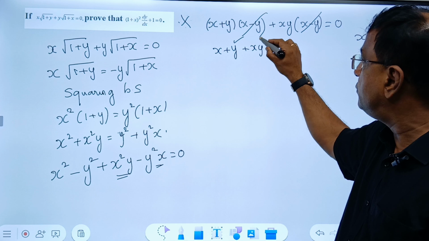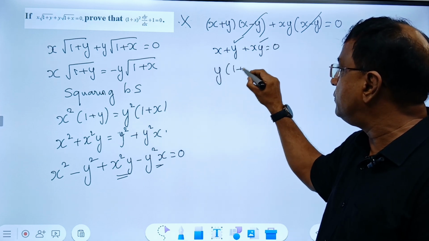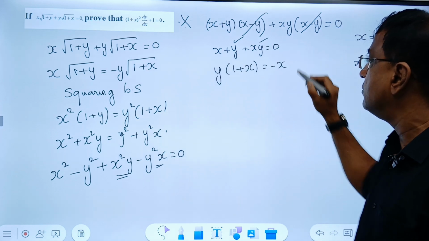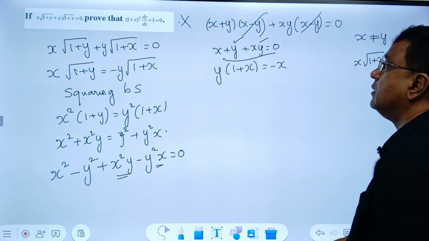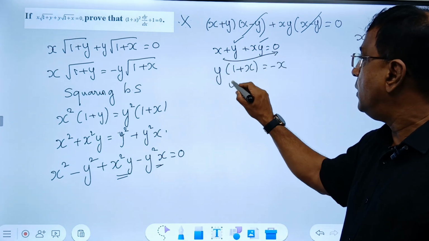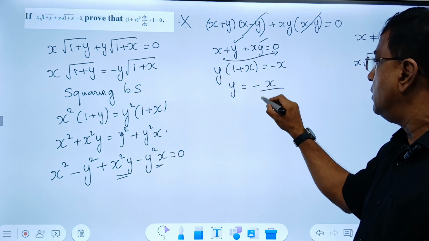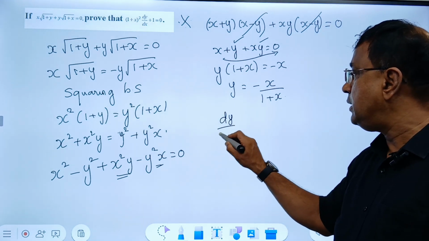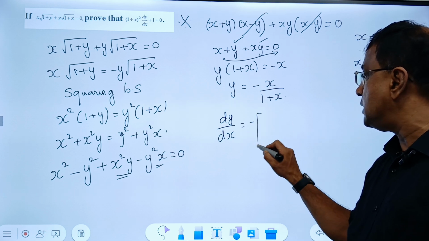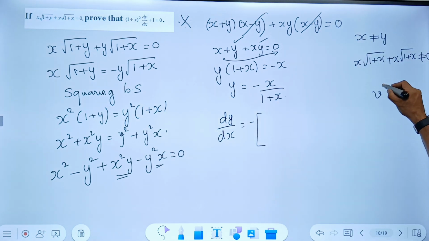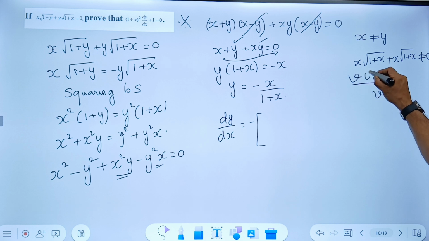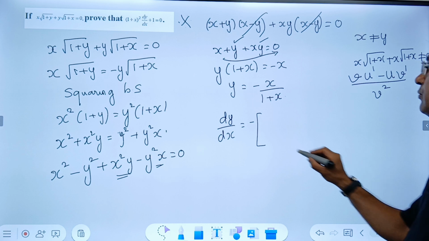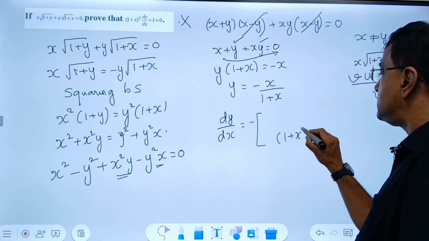Now what is common in these two terms? Y is common. I get 1 plus x equal to minus x. I take this x to the other side. So what is y equal to? Y equal to minus x by 1 plus x. Minus x by 1 plus x. Now I am going to differentiate. What is differentiation? Dy by dx is, keep the minus sign outside, quotient rule. What is quotient rule? Denominator square. Denominator into differentiation of numerator minus numerator into differentiation of denominator. So denominator square. What is denominator square? 1 plus x the whole square.